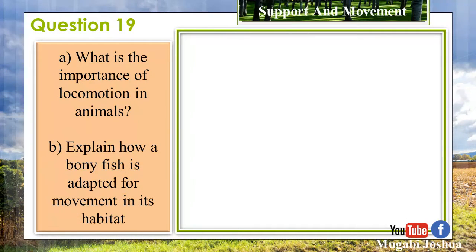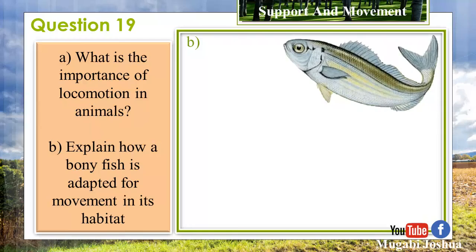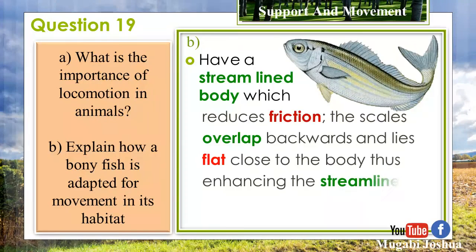Question 19, Part B. Explain how a bony fish is adapted for movement in its environment. Question 19, Part B requires us to explain how a bony fish is adapted for movement in its environment. The bony fish has a streamlined body.